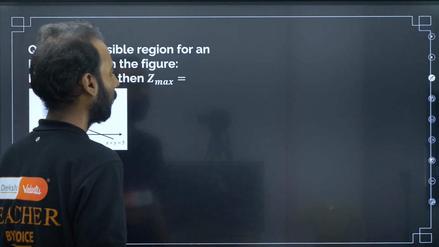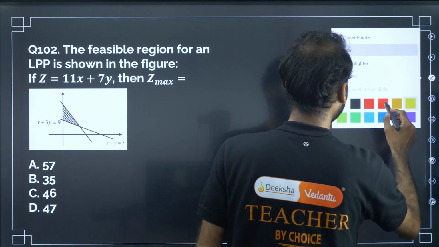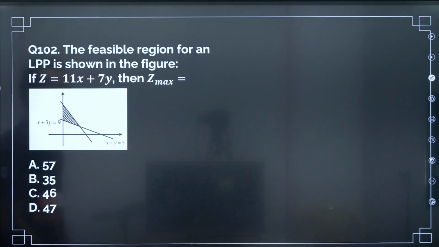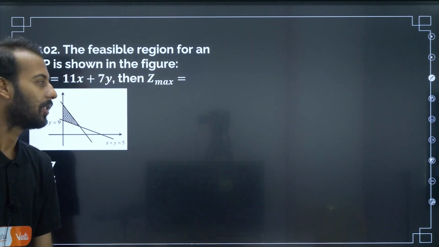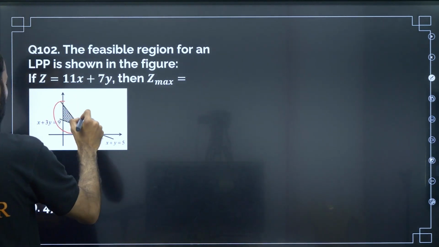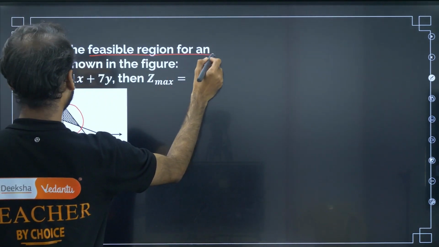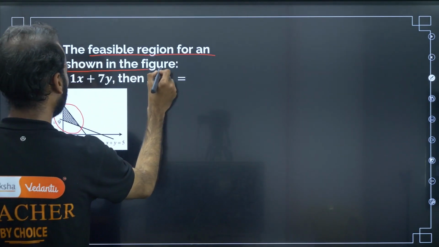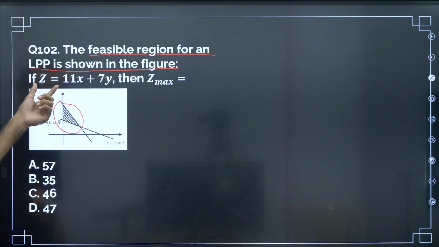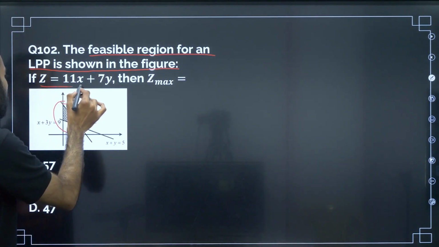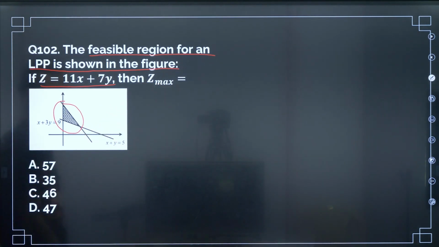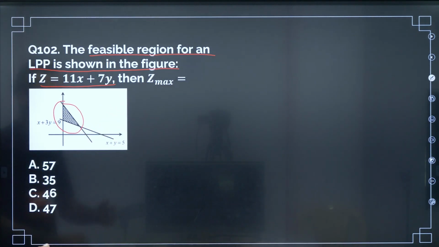The feasible region of an LPP. So, sir, what is this feasible region? Feasible region is the shaded region. They are talking about this shaded region. The feasible region of an LPP is shown in the figure. They have only given the figure. If z is equal to, z means the objective function, they are asking to maximize that z. How to maximize that z?